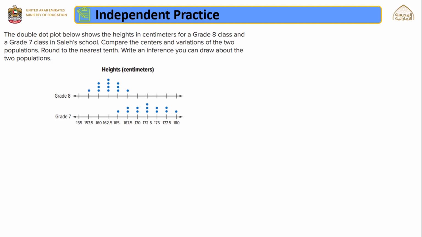The double dot plot shows the heights in centimeters for the grade 8 classes and the grade 7 classes in Saleh's school. Compare the center and variations of the two populations, rounding to the nearest tenth. Write an inference you can draw about the two populations.